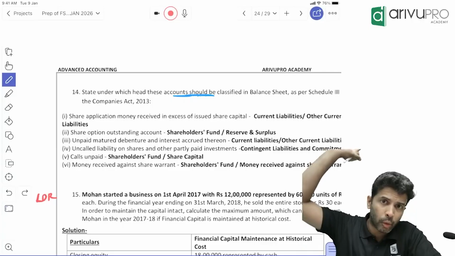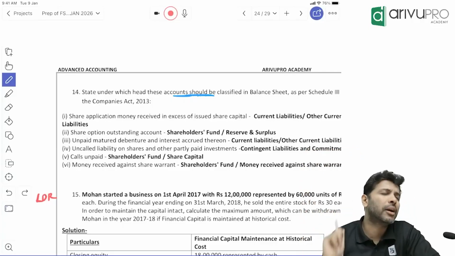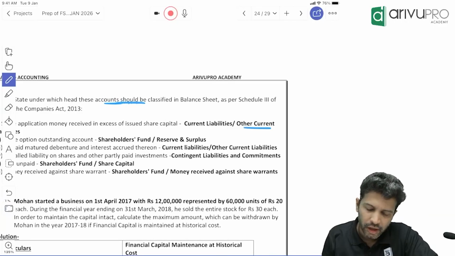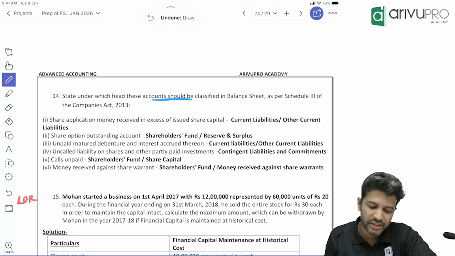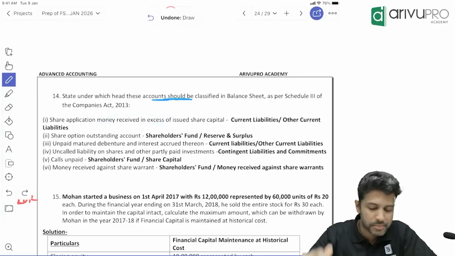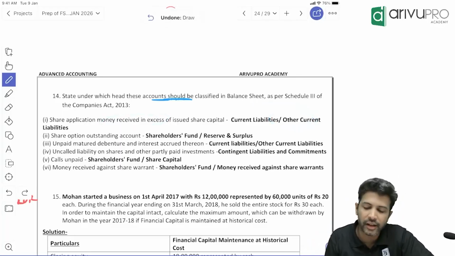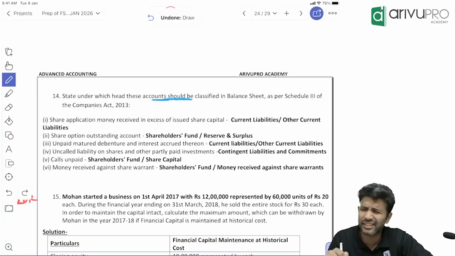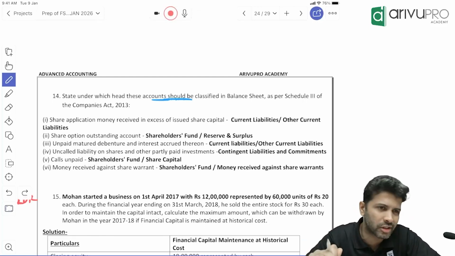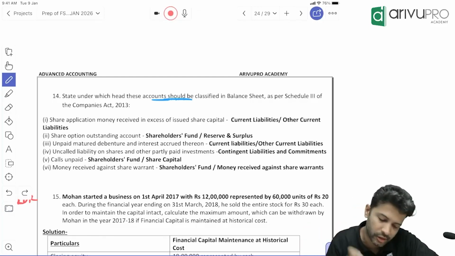Can they refund after 12 months or immediately? So where will it come? Under current liability, specifically under which one? Other current liability. If you have received any excess money, the company will have an obligation to refund it. So it comes under current liability, specifically under other current liability. I think this came in one of the papers for 2 marks, asked as a theory question.